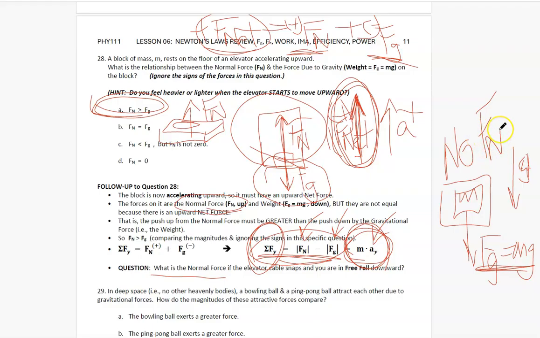The floor is not providing any support to you, and in fact, the normal force is zero in that case. So in this particular case, the normal force is zero. That is, your apparent weight is zero. That is, you feel weightless while that's happening.